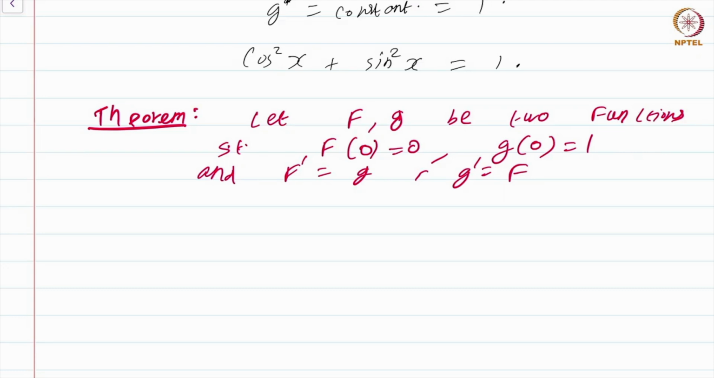So we are assuming that f and g are functions from R to R. We are also assuming that f and g are differentiable and the derivative of f is g and the derivative of g is minus f. How did I forget that? And we have f of 0 is 0 and g of 0 equal to 1. Then f of x equal to sine x and g of x is equal to cos x.